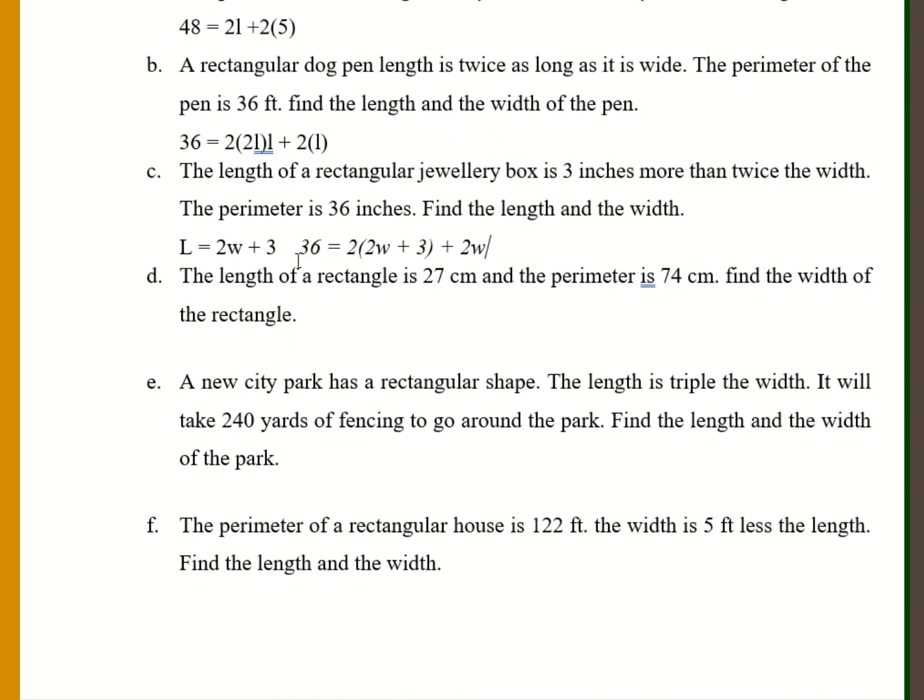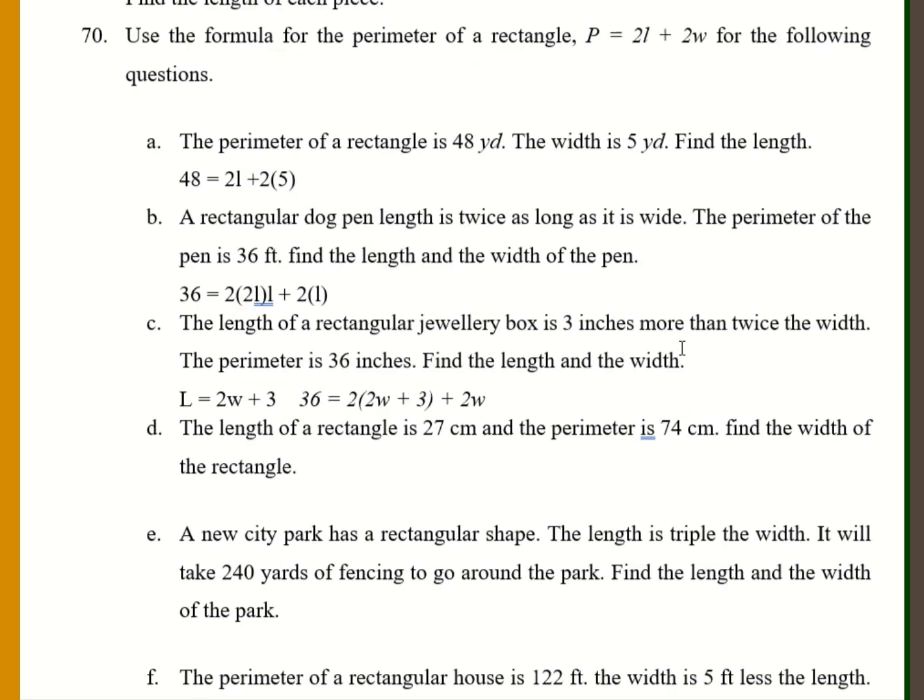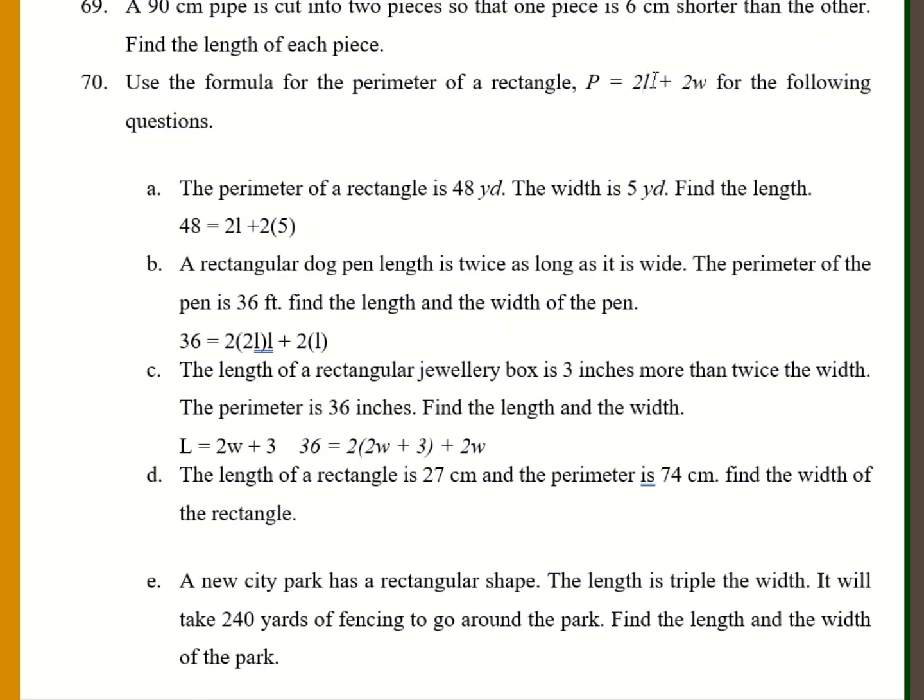Alright? The length of a rectangle is 27 cm. And the perimeter is 74. So this is easy. They're already telling you the length is 27. So this is 27. Perimeter is 74. You solve and find the W for me.